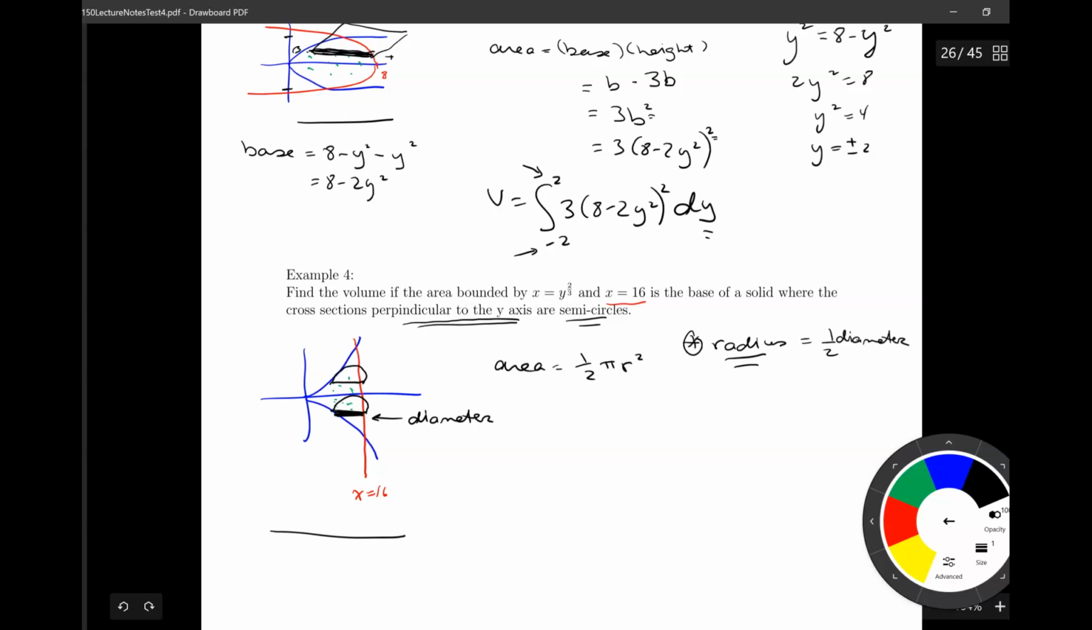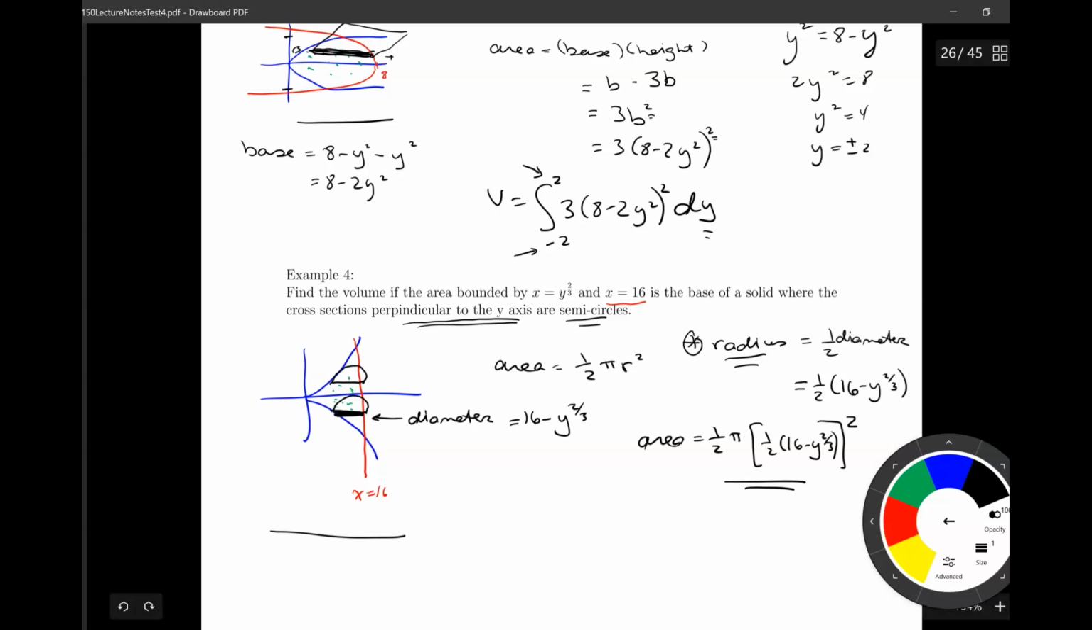Okay, so what is the diameter? What is this distance here? That distance is going to be 16 minus y to the 2/3. So if the radius is half of the diameter, it's going to be 1/2 of 16 minus y to the 2/3. So the area will be 1/2 pi, and then I'm going to put the radius in, which is 1/2, 16 minus y to the 2/3. And then I'm going to be squaring all of that.